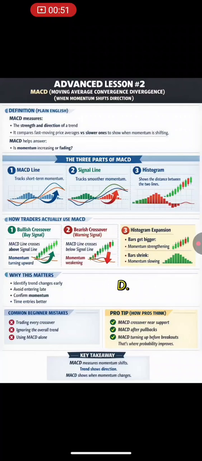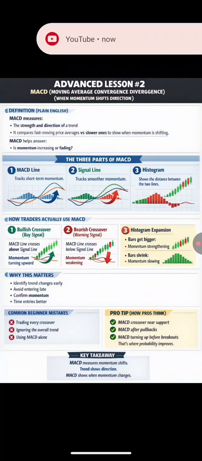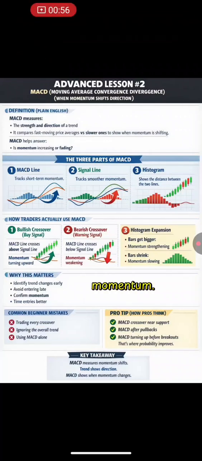Three parts of MACD. The MACD line, right, which tracks short-term momentum. Then you have the signal line that tracks smoother momentum. And then you have the histogram, right, which shows the difference between the two lines. So when that rises above the line, the MACD line or the signal line, then momentum is moving up. And if it moves below the signal line, you'll notice how it moves down, right? This is just an indicator too, but you can understand when momentum is picking up.